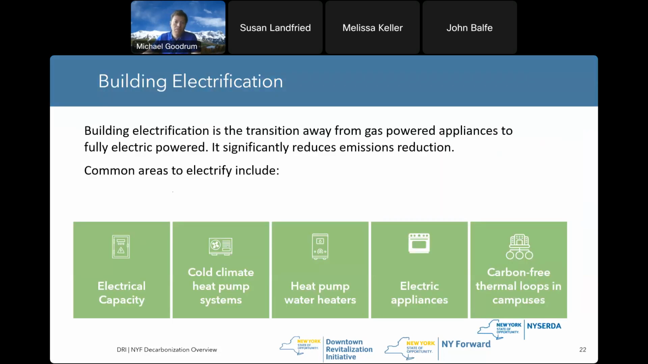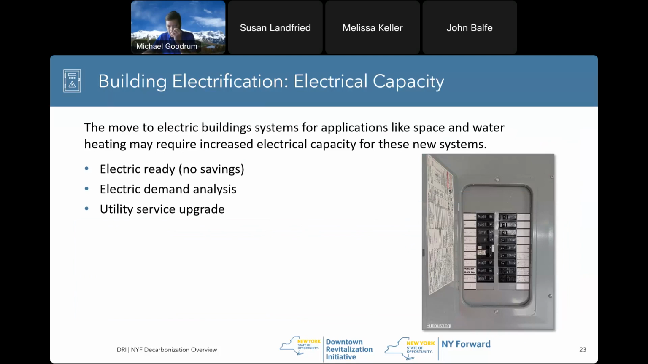Then we move to strategies for building electrification. A first consideration for building electrification is the electrical capacity. This is really for existing buildings where you'd be doing retrofits. If you are converting from a fossil fuel system to an electric one, and especially in some of the older, historic buildings we see in New York, the old service may not be sufficient, right?